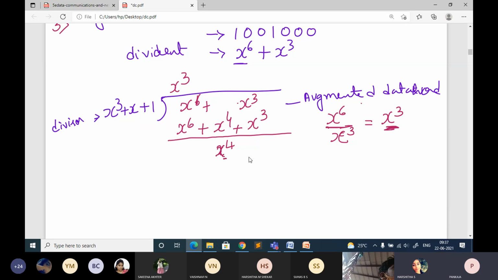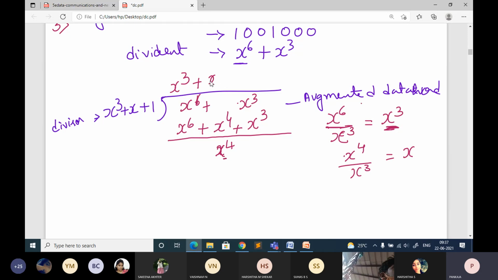Now once again you need to take this x cube. It is x. Very good. So you need to take the dividend x power 4 divided by the first term of the divisor, x power 3. The next term you are going to get is x. Just write that quotient here. See, you just follow the steps. It's a very simple method. You will get 8 marks for this.